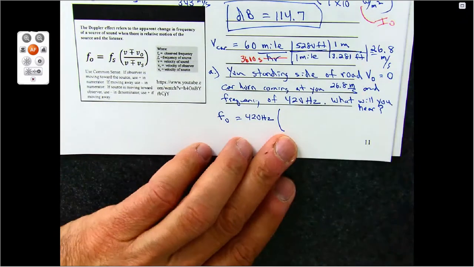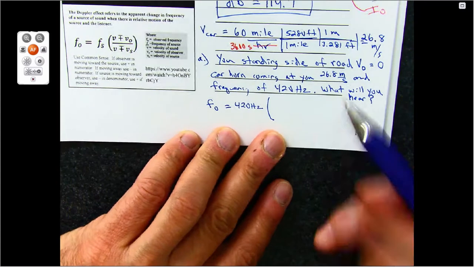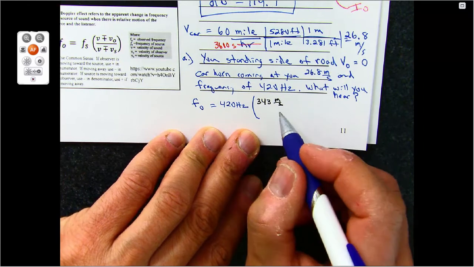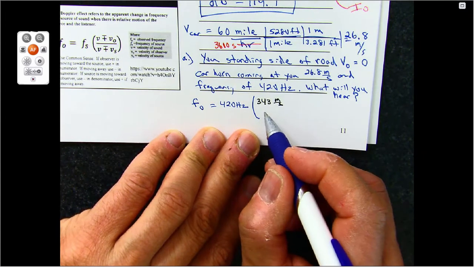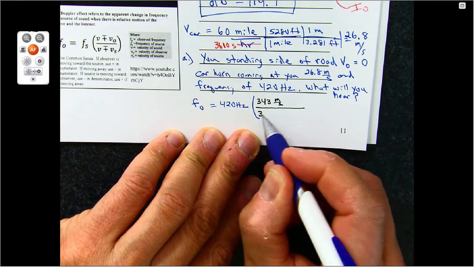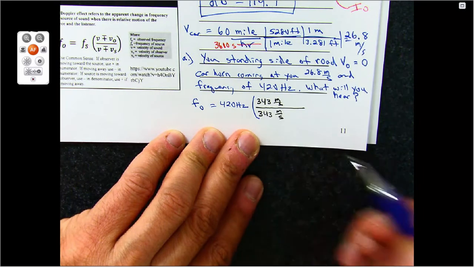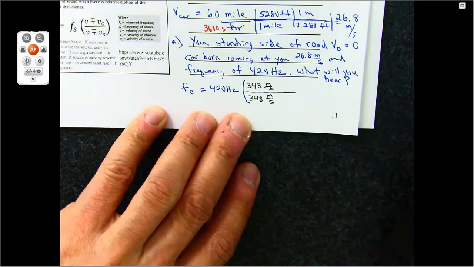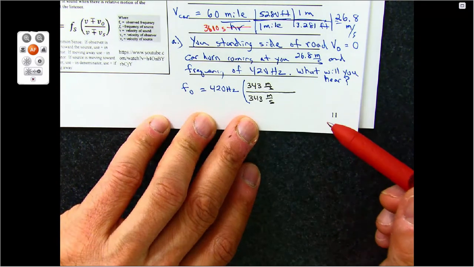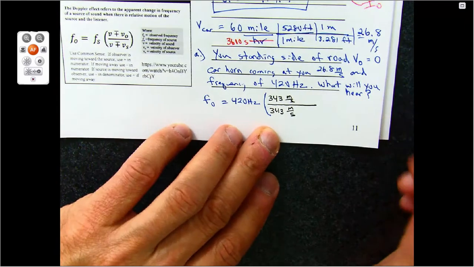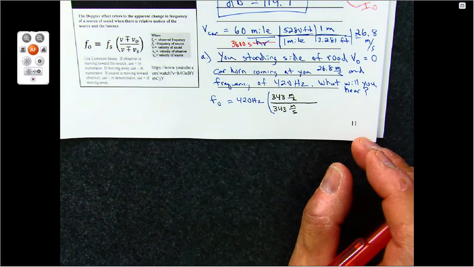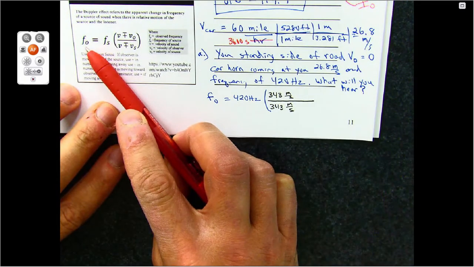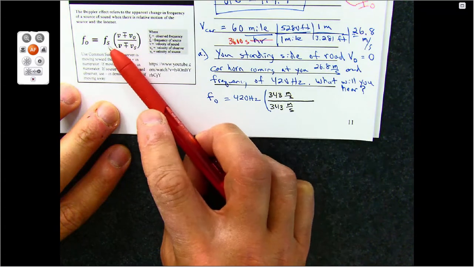So this number here does not change. I'm going to put this in black. 343 meters per second over 343 meters per second. There's my V over V. Now we've got to do the plus or the minus. Now, if you remember this equation, the observer stays on top, the source is on the bottom.